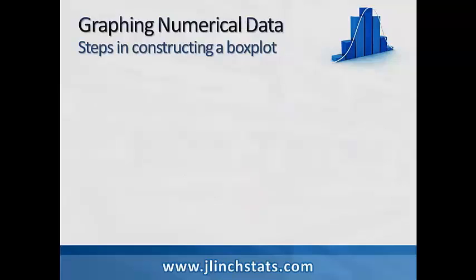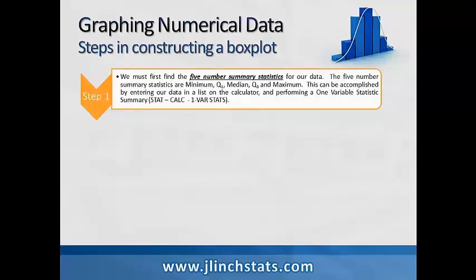Now let's talk about the steps in constructing a Boxplot. The first step we need to do is take our data and find the 5-number summary statistics for the data. The 5-number summary statistics are basically the minimum value, the Q1 value, which is the first quartile, and the first quartile is the 25th percentile, the median value, which is the middle, and the median actually is the second quartile or the 50th percentile. Then we need to find Q3, the 75th percentile or third quartile, and finally the maximum value.